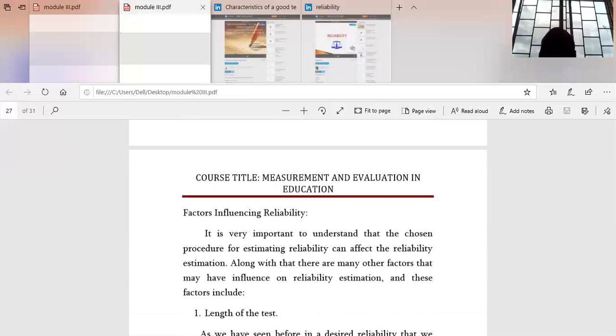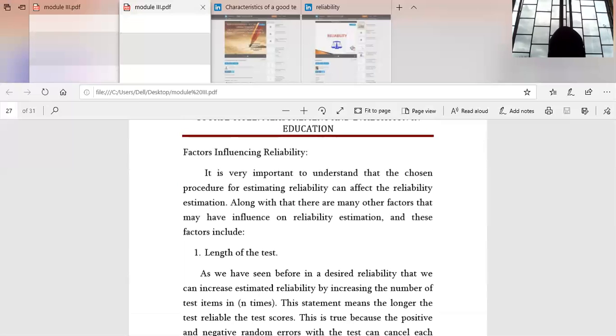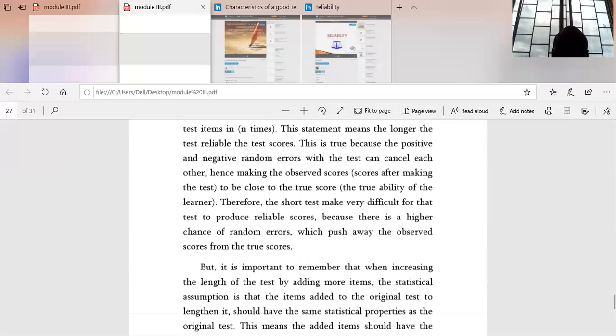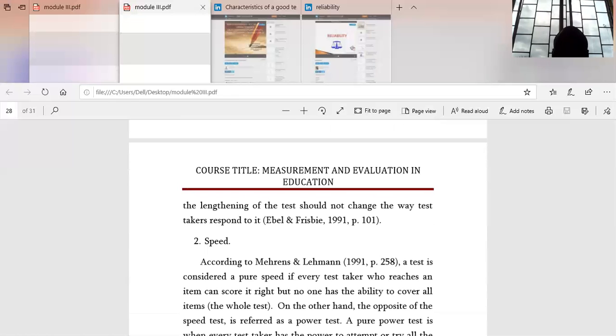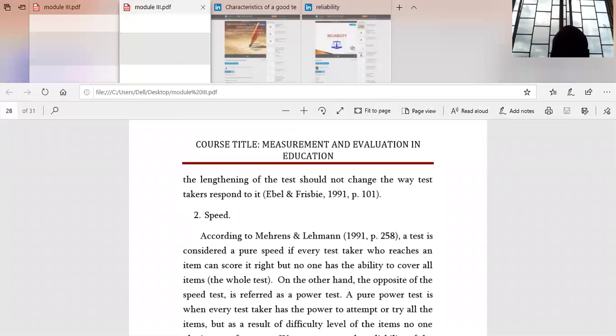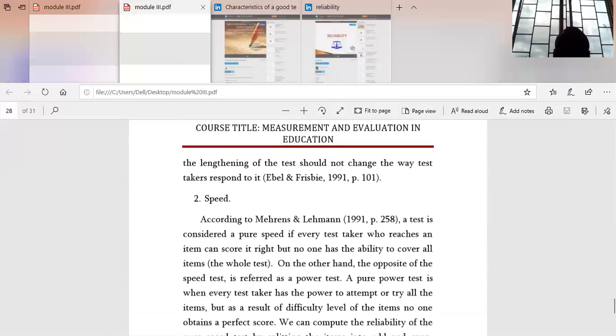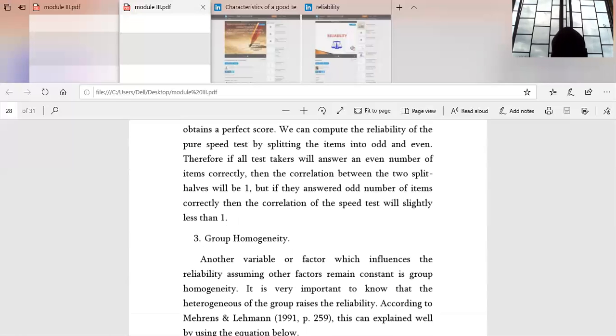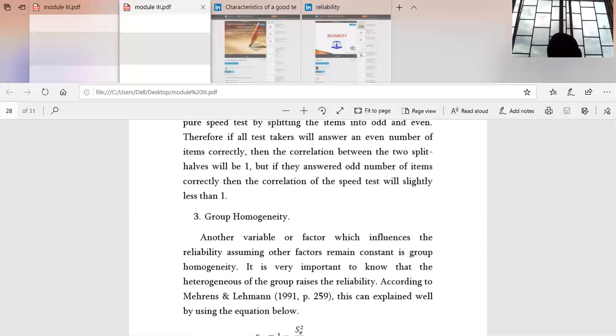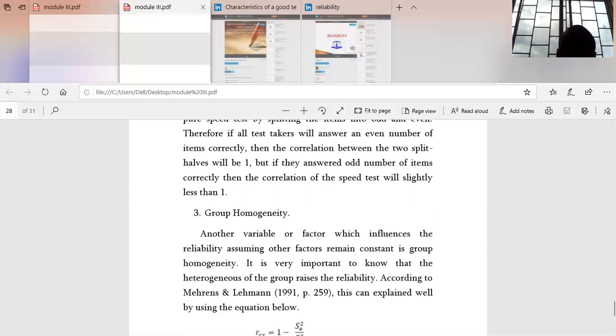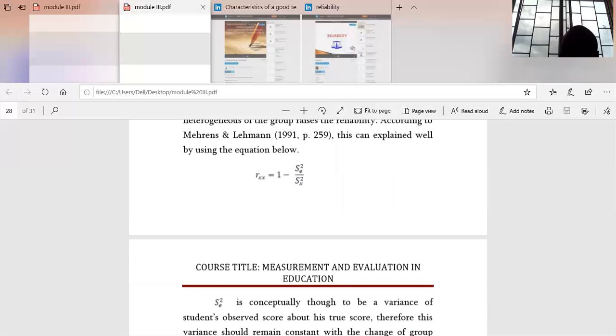So you may ask yourself, what factors tend to influence reliability? One, the length of the test is very important. It can influence positively or negatively. Another one is what we call speed. That's the way you do the test, the time given can affect it. And the other one is group homogeneity. That's another factor which can influence reliability, assuming the other factors remain constant. It's very important to know that the homogeneity of groups affects the reliability. For instance, if you are using a group of students, remember that it's the same group. Otherwise, you may come up with a result which is not correct.